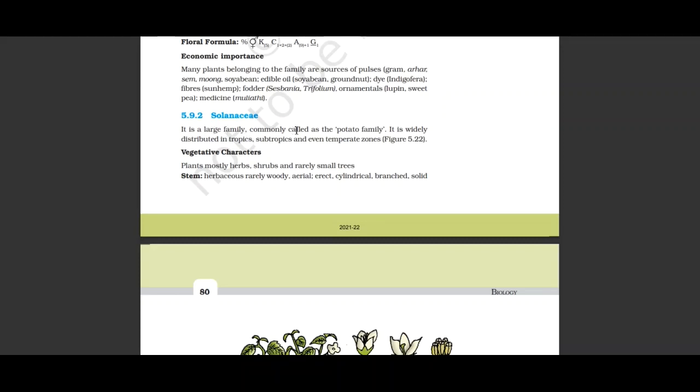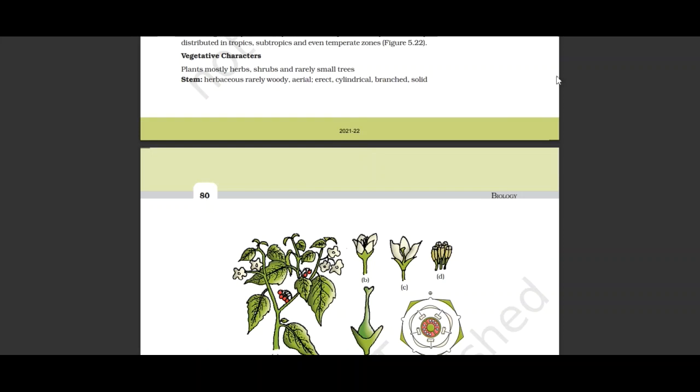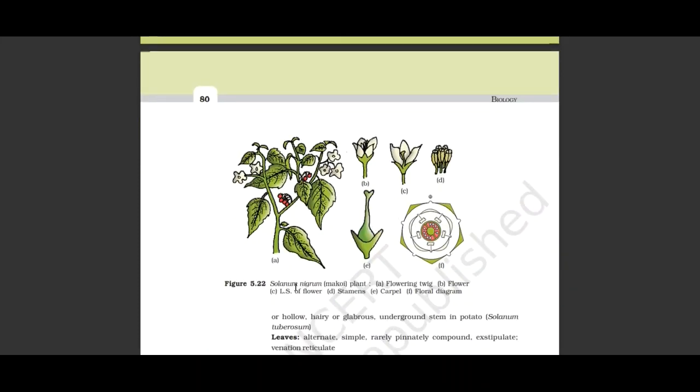It is a large family commonly called the potato family. It is widely distributed in tropic, subtropic, and even temperate zones. Let us see the vegetative character. Plants are mostly herbs, shrubs, and rarely small trees. Stem is herbaceous, rarely woody, erect, aerial, cylindrical, branched, solid.